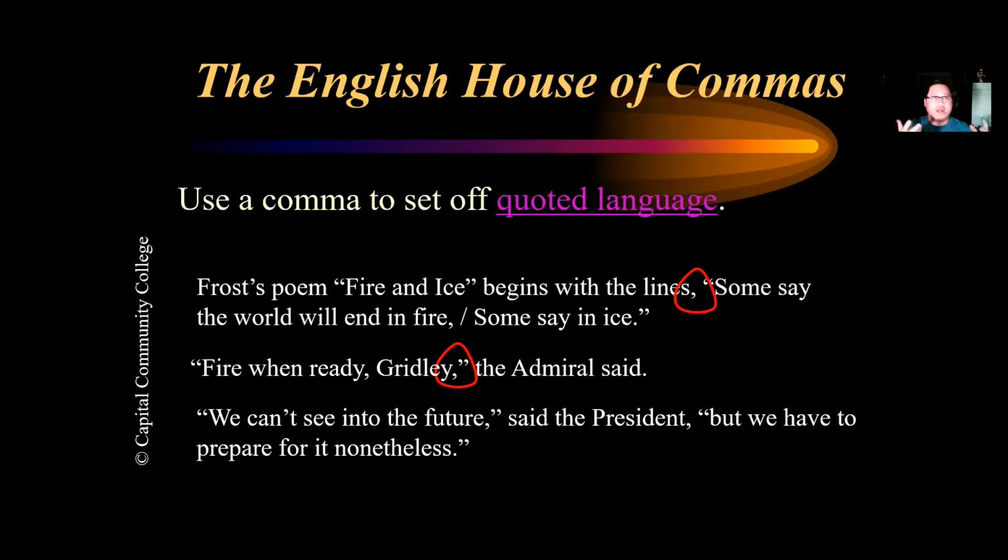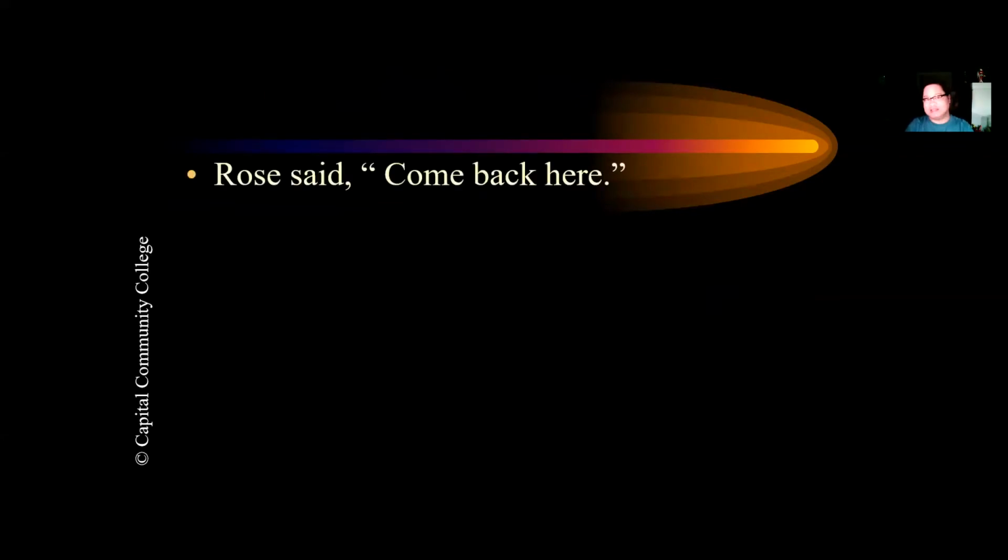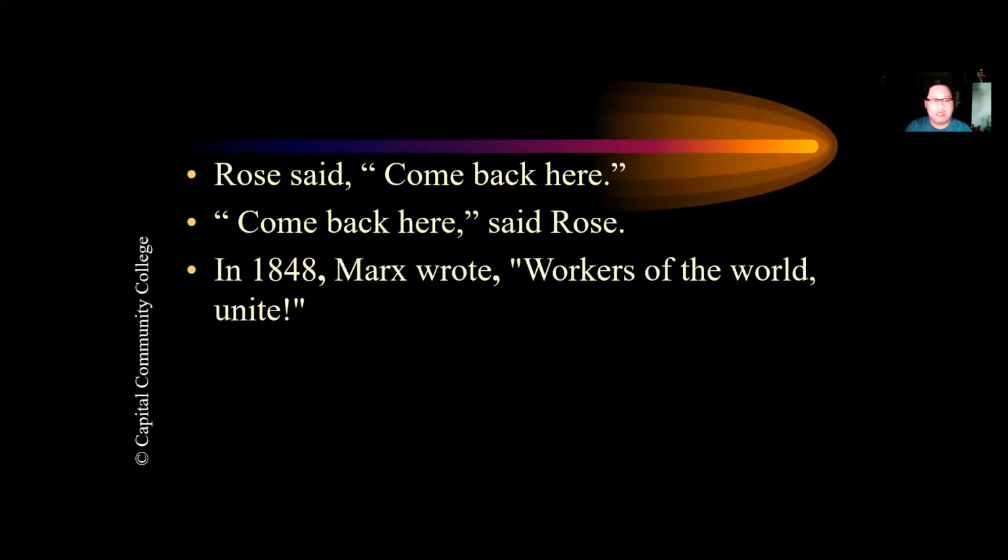Now, if your sentence starts with a quotation, make sure the comma is inside the quotation. Like this example. Rose said, comma, then come back here. We reverse it, come back here, comma, quotation, said Rose. Okay? In 1848, remember, in 1848 is an introductory element. In 1848, comma, Marx wrote. What did he write? We put the comma right here and then the actual quotation. Workers of the world unite. Okay?